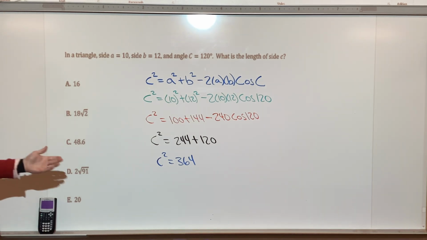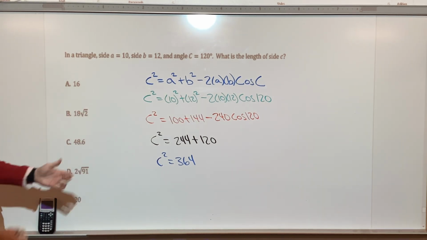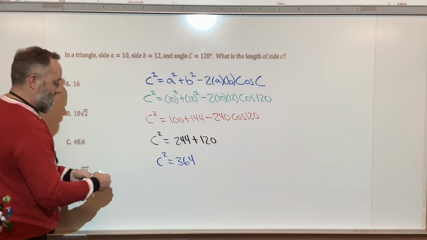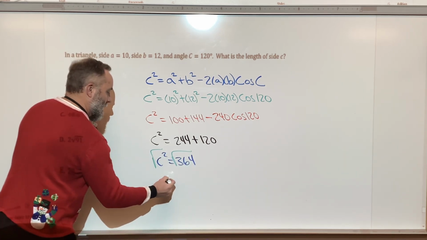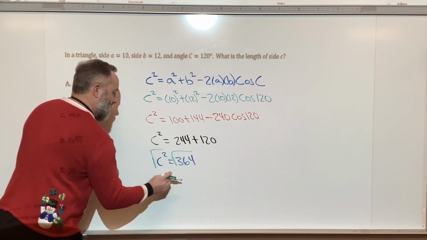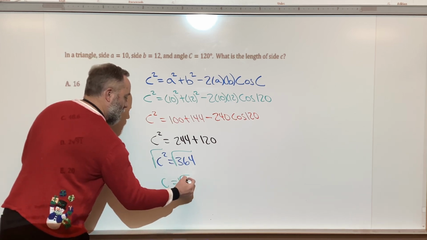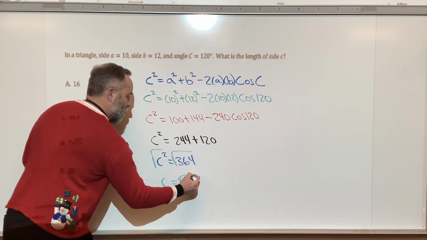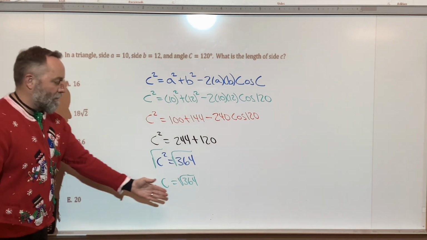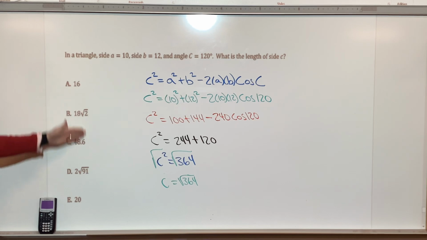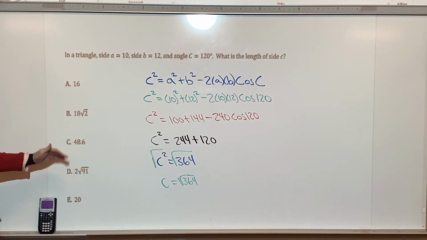Okay, so now we just need C, and so to get C by itself, we would take the square root of both sides. And that gives us C is equal to the square root of 364. And if you look at our answers, we don't see that there. You might use a calculator at this point, plug in, get a decimal, see which one those are, okay?